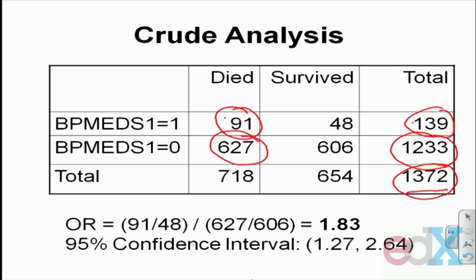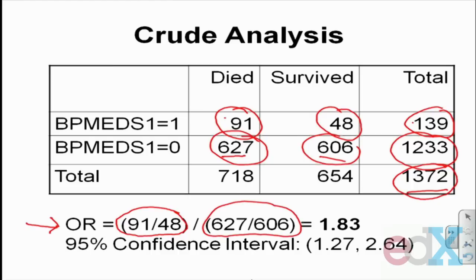So what's the odds ratio of dying, comparing the people on medication compared to the people who are not on medication? Well, the odds of dying if you are on medication will be 91 deaths divided by 48 non-deaths. That's the odds. Roughly a little bit less than 2 is the odds of dying if you're on medication. If you weren't on medication, your odds of dying would be the 627 deaths divided by the 606 non-deaths. That's the odds of dying if you were not on blood pressure medication, a little bit bigger than 1. So the ratio of those two odds, the odds ratio is 1.83.